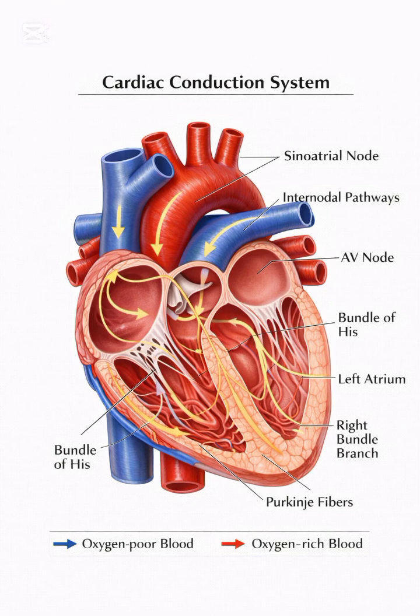Pathway of blood circulation. What the diagram shows: body to right atrium, right ventricle to lungs, lungs to left atrium, left ventricle to body.